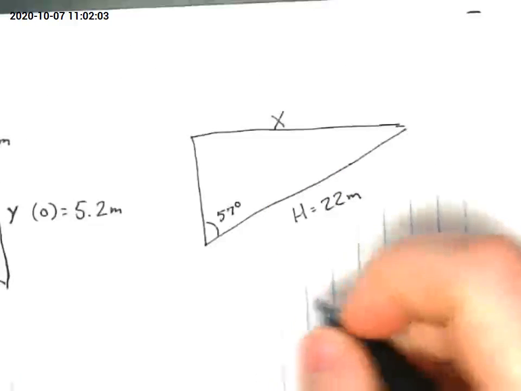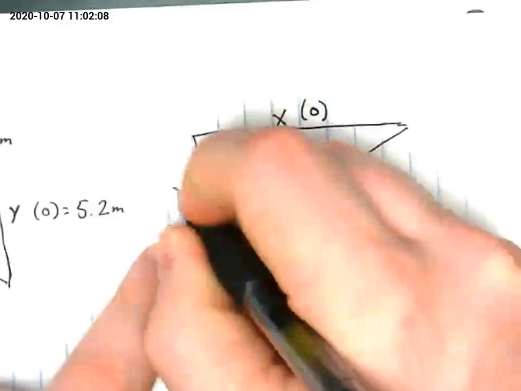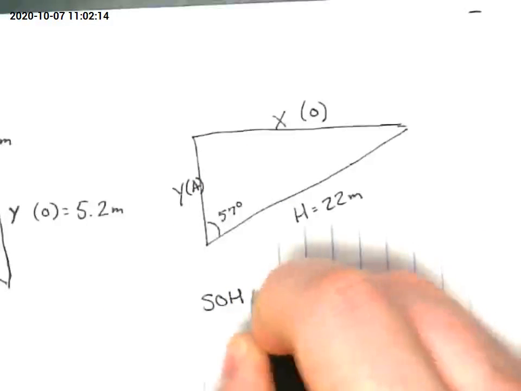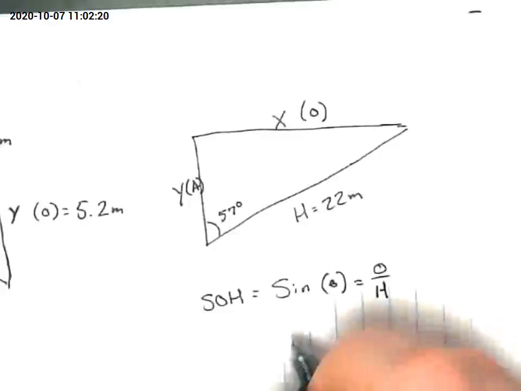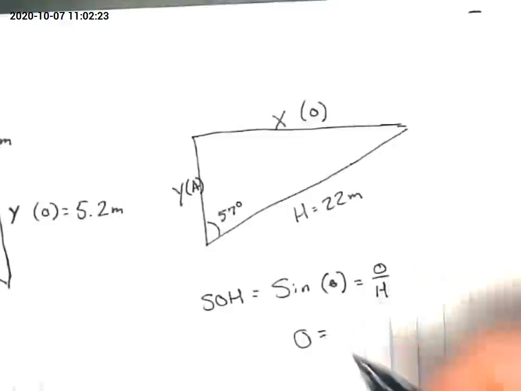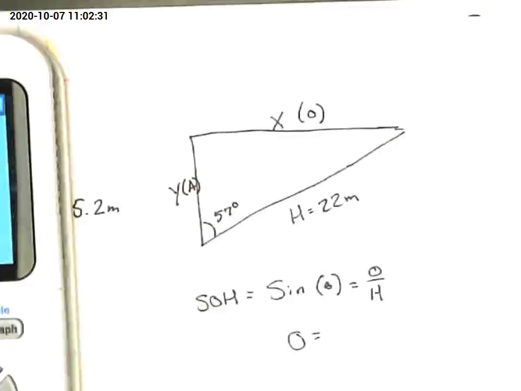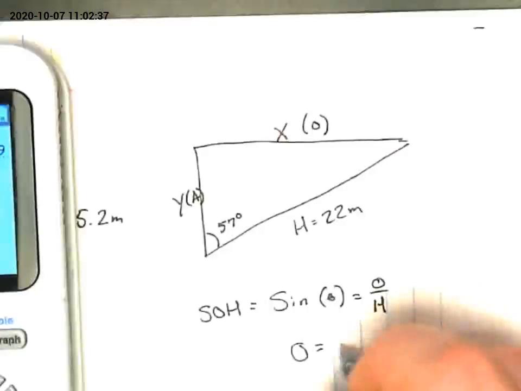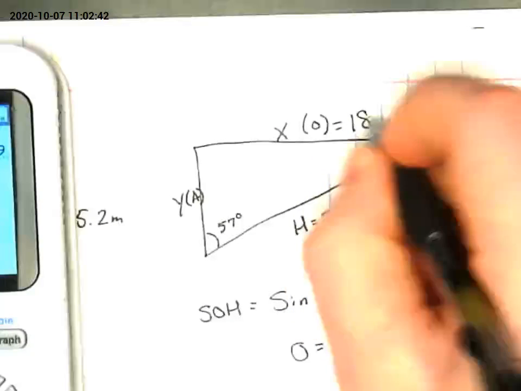Okay, so for x, because our angle's down here, that's going to be opposite. So x this time is opposite, while our y over here is the adjacent. So for the x, sine of theta is equal to opposite over hypotenuse. Remember, we're going to multiply the hypotenuse against the sine. So that's going to be 22 this time times the sine of 57. And what we get is 18. We should get 18 meters for our opposite. So this is 18 meters.